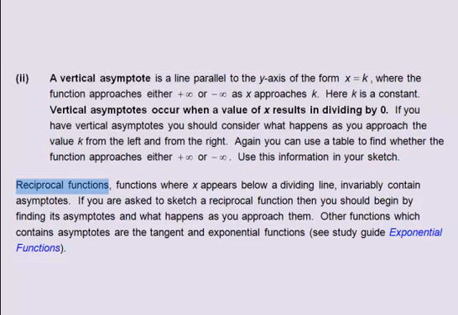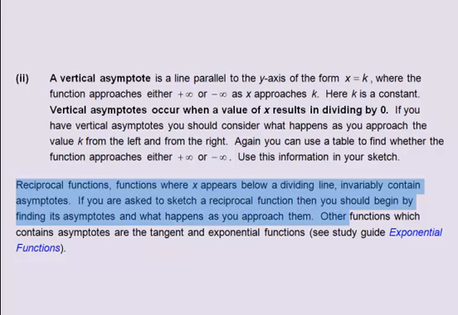Reciprocal functions, functions where x appears below a dividing line, invariably contain asymptotes. If you are asked to sketch a reciprocal function, then you should begin by finding its asymptotes and what happens as you approach them. Other functions which contain asymptotes are the tangent and exponential functions. See study guide Exponential Functions.